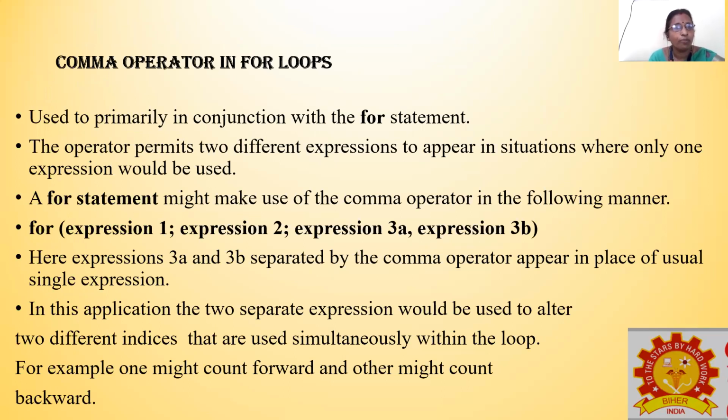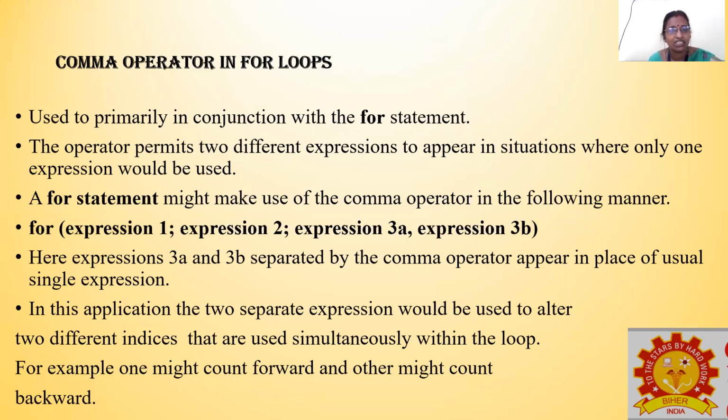Now we are looking at how the comma operator is used in for loops. It's used primarily in conjunction with the for statement. The operator permits two different expressions to appear in situations where only one expression would be used. A for statement might make use of the comma operator in the following manner: for (expression 1; expression 2; expression 3a, expression 3b). So here this for statement utilizes the comma operator. Here expression 3a and expression 3b, separated by a comma operator, appear in place of the usual single expression.